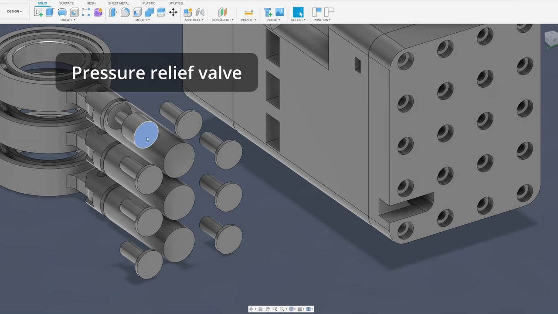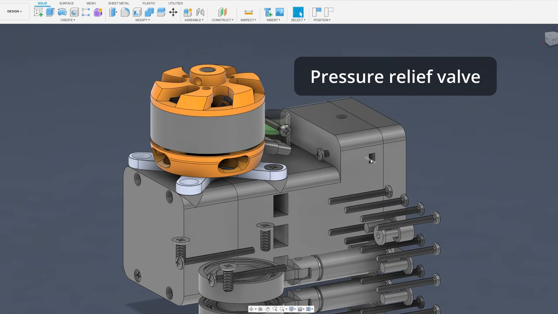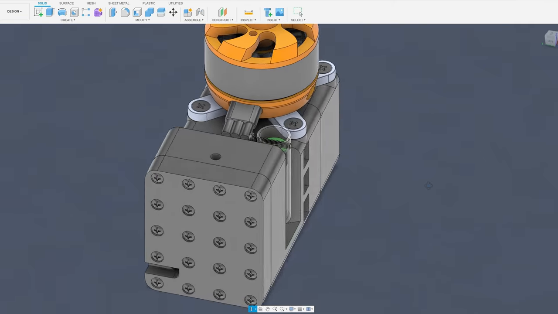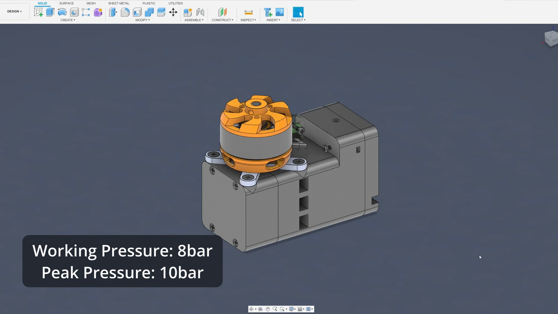This one is a pressure relief valve. The relief pressure can be adjusted using this screw. This is the output for the pressure relief. This accumulator allows us to get a smooth flow from the pump. This pump has a working pressure of 8 bar and it can provide peak pressure of up to 10 bar.